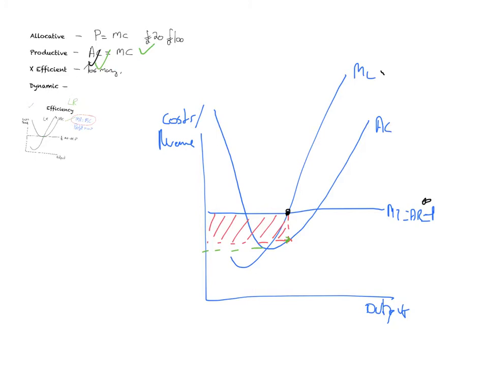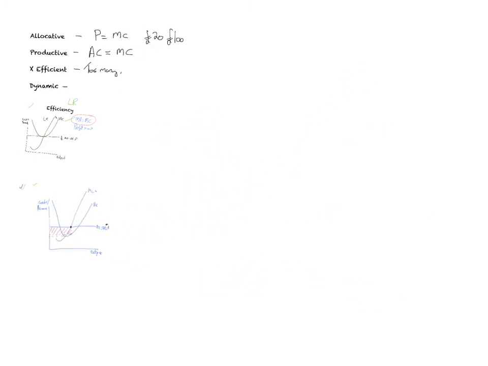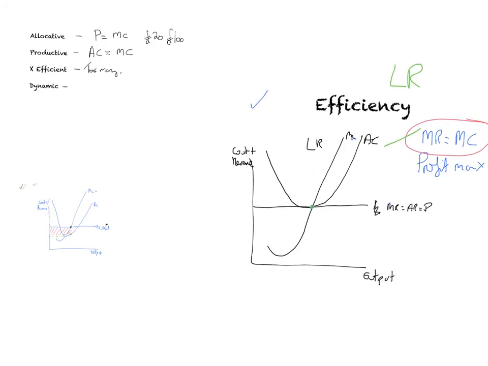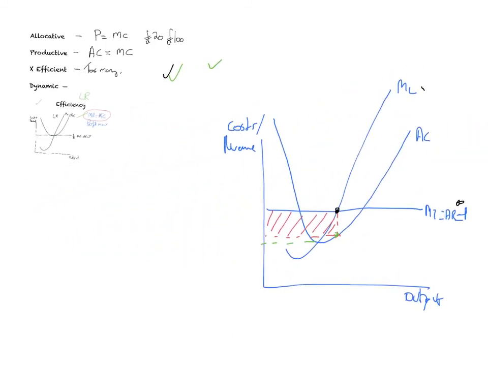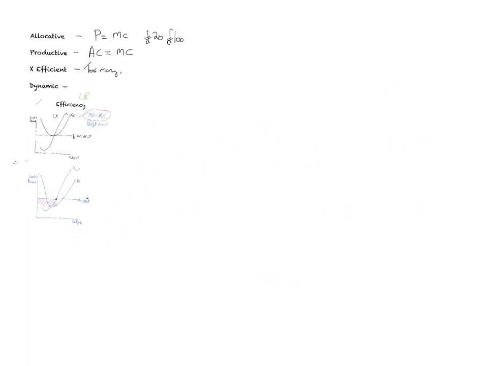Now, they could be productively efficient in the short run because they could have just been making normal profit in the short run. But had they been making abnormal profit in the short run, then they wouldn't have been productively efficient. Does that make sense? So for productively efficient, you can say they are in the long run, but they might not be in the short run.